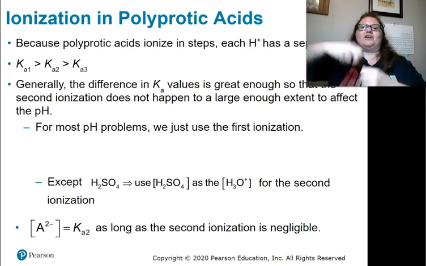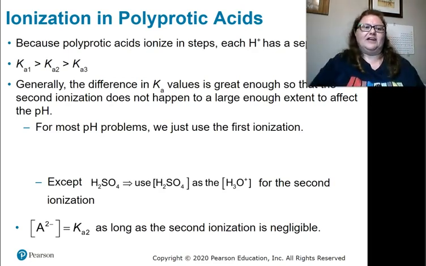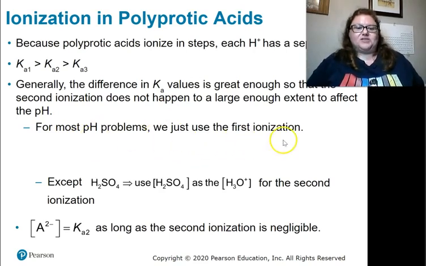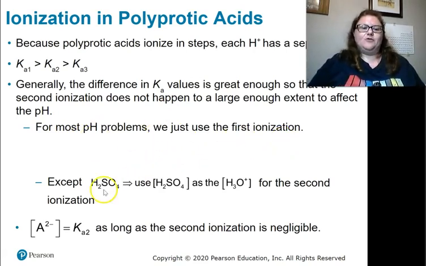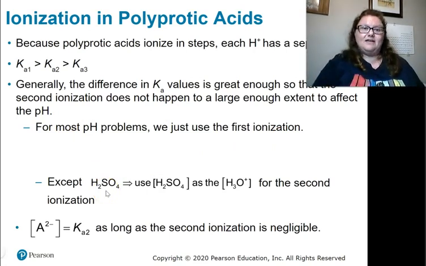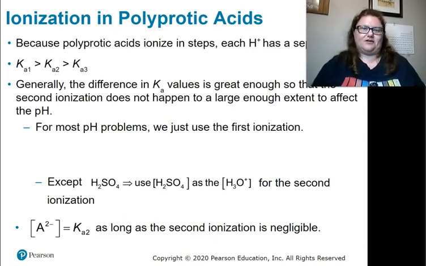Then the second H that would come off would be referred to as the Ka2. And then if we have a third proton in the molecule, then we'd have a Ka3. And you can see how they're related, the first one being the greatest value that comes off. And so for most pH problems, we use the first ionization. Okay, we look at H2SO4. There's 2 hydrogens there, so it will have a Ka1 and a Ka2. But the second ionization is going to be very small because it's really that first one that controls all the chemistry that it's going to react with.